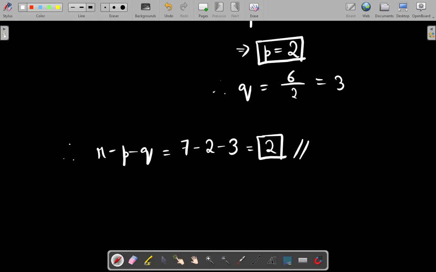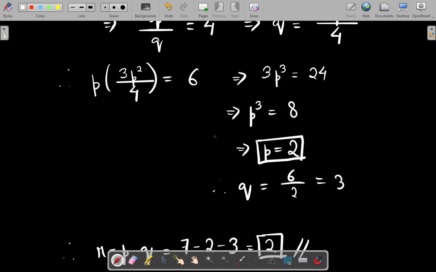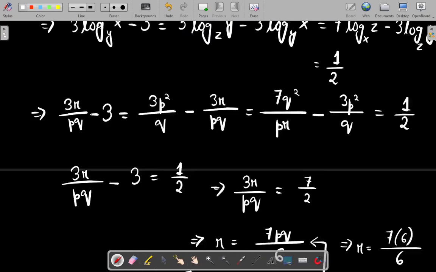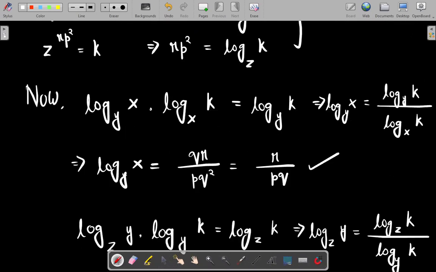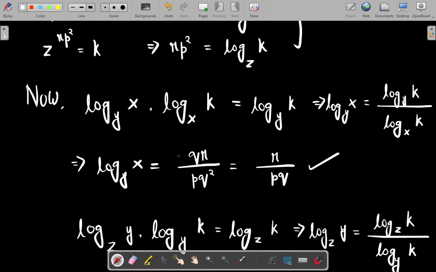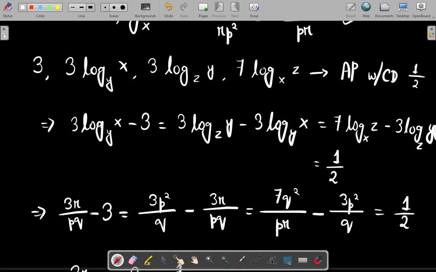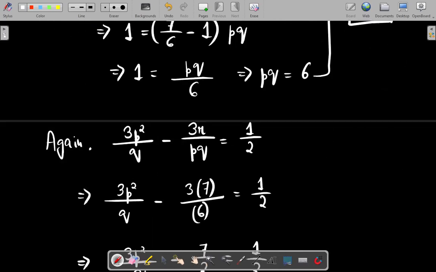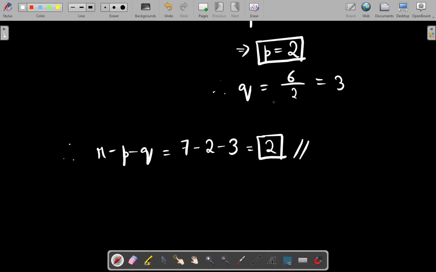I have tried to explain it in a detailed fashion. You can skip a few steps, you can shorten the process. In the examination you don't need to show all these steps here. I have explained it with a bit more steps here, so you can skip. If you know this logarithmic part, you don't need to show all these steps thoroughly.